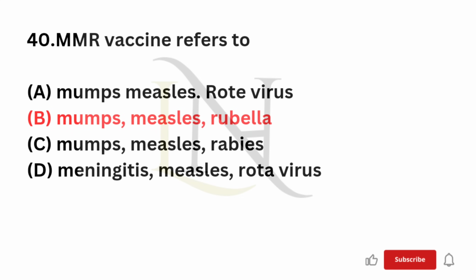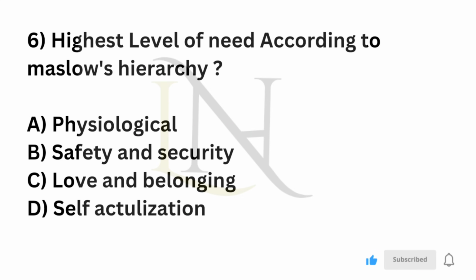Next MCQ. Highest level of need according to Maslow's hierarchy: Option A, physiological. Option B, safety and security. Option C, love and belonging. Option D, self-actualization. Dear nursing officers, the answer to this question will be given in the comment box.